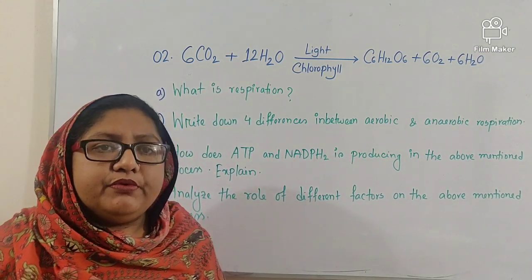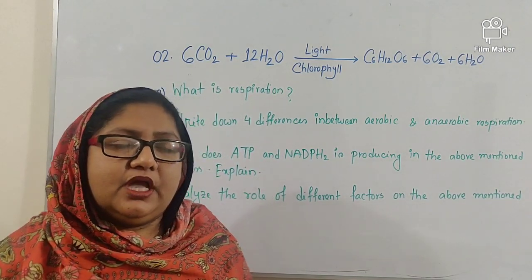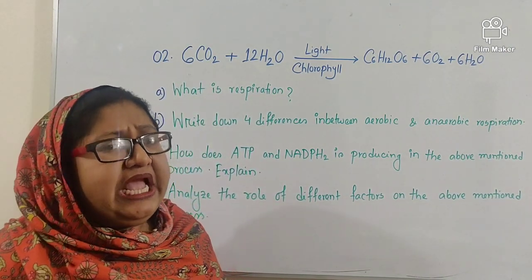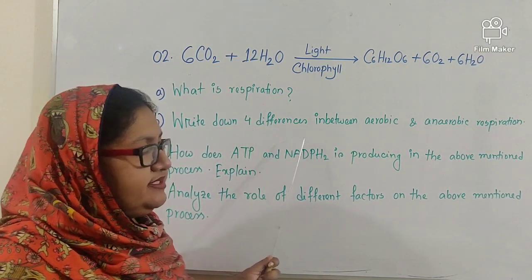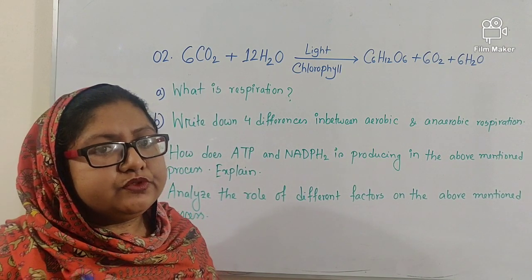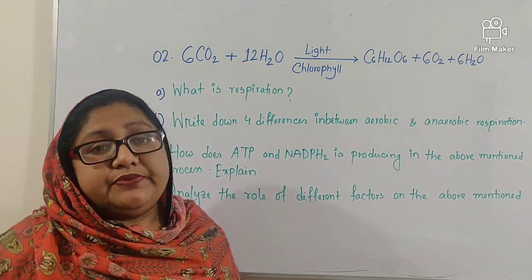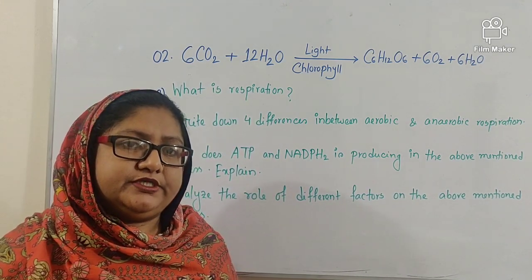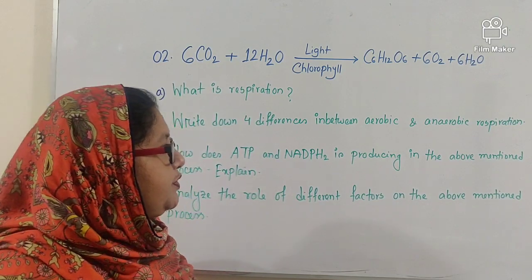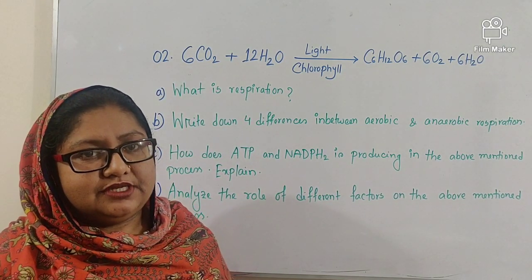You know, there are 2 types of respiration. One is aerobic, another one is anaerobic. Now, you are asked to write 4 differences. It is for 2 marks. First of all, the respiration process which takes place in presence of oxygen is called aerobic respiration. The respiration process which takes place in absence of oxygen is called anaerobic respiration.